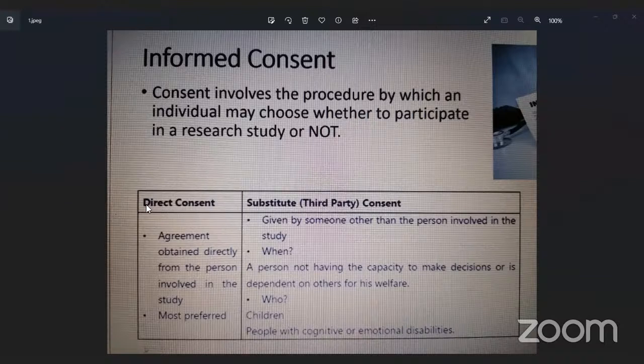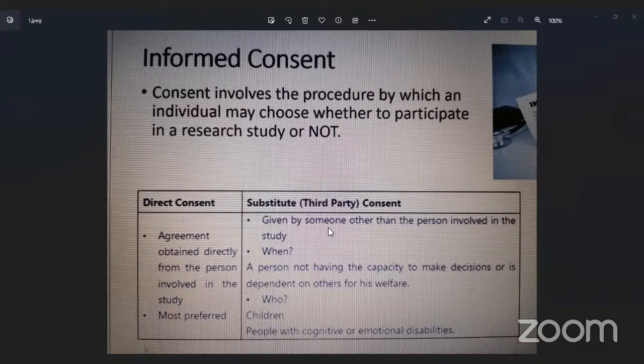As you can see, doctors, there are two types of informed consent. There is a direct consent and there is the substitute or third-party consent. Regarding the first type, here the agreement is obtained directly from the person involved in the study. And this is the most preferred type. The second type is given by someone other than the person involved in the study. We do this type if the person does not have the capacity to make a decision, or he is dependent on others for his welfare.